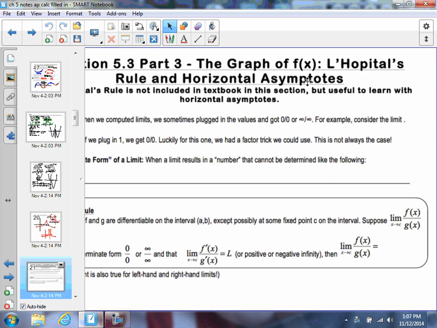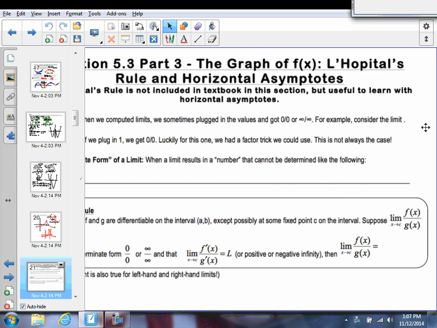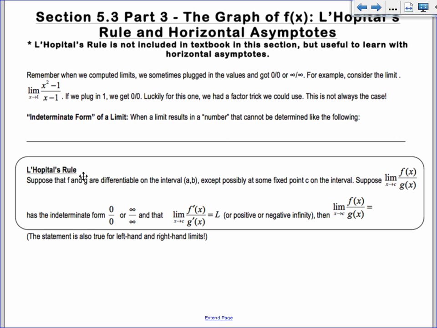Section 5.3, part 3 is still on the graph of f of x. We're going to do increasing, decreasing, concavity, all of those different things, but we're also going to have horizontal asymptotes. A note says L'Hopital's rule is not included in the textbook for this section, but it's very useful when we talk about horizontal asymptotes.